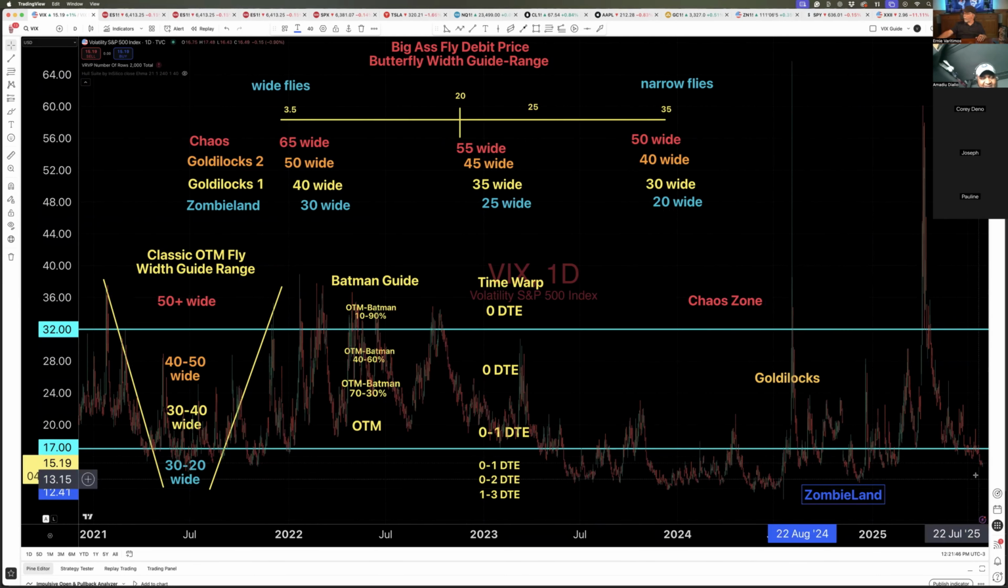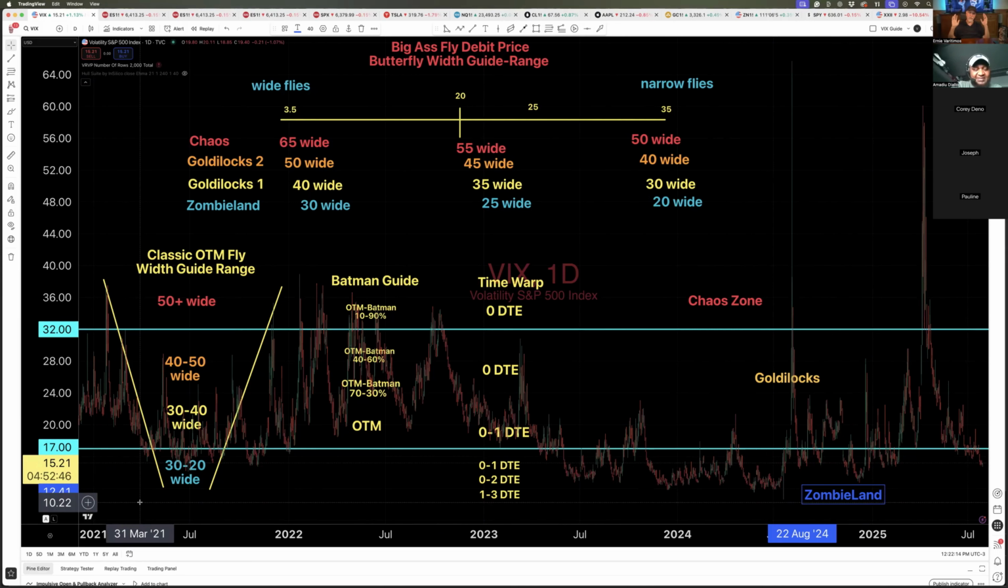And you'll see right now where the VIX is. Here's the current price of the VIX in the lower right, at this yellow. It's saying it's 15.19. That is definitely in Zombieland. Zombieland is anything below 17 on the VIX. So this is the preset. I just took the VIX and I draw on it. That's all I do.